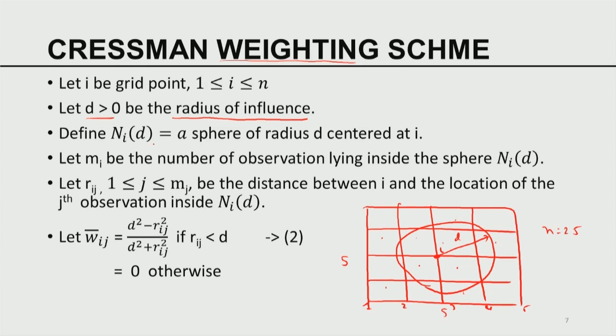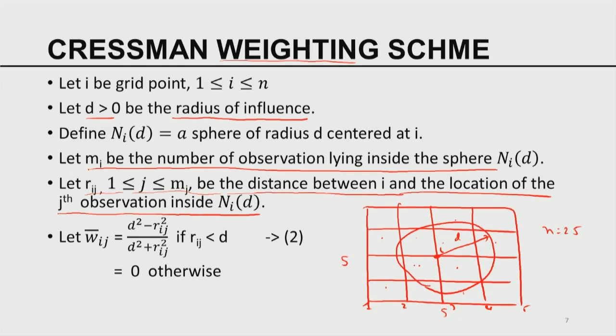So let N_I(D) be a sphere or a circle of radius D centered at I. Let M_I be the number of observations that are inside the sphere centered at I. Let R_ij be the distance between the chosen grid point I and the location of the jth observation inside the circle of radius D centered at I.